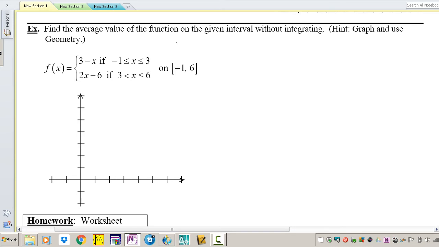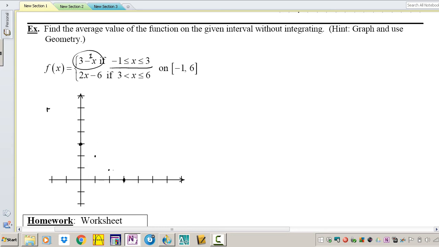Find the average value of the function on the given interval without integrating. Graph and use geometry. Okay, so let's go ahead and graph this piecewise function, 3 minus x. We have an intercept of 3, and then we have a -1 slope. So it's down 1, right 1, down 1, right 1. And I wish I had a ruler in this software. Should be right there. It's perfect. And then we have, oh, okay, but wait. This line only exists from -1 to 3, so I did not do it right. So it's gonna stop right here.